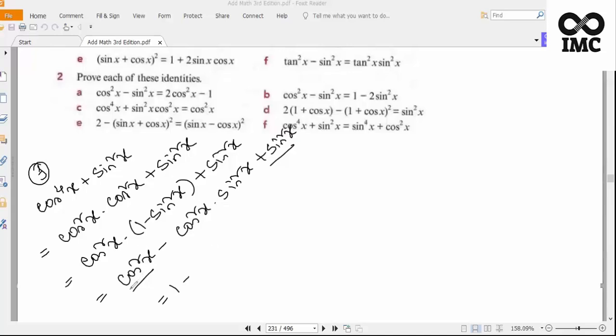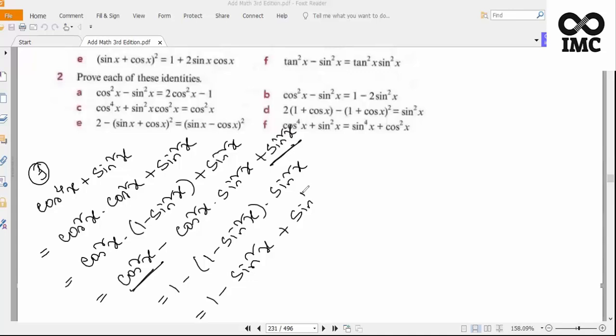Look, here cos²x + sin²x equals 1, so cos²x can be written as (1 − sin²x) into sin²x. Okay. Now 1 multiplied by sin²x can be written as sin²x, minus, when you say, plus sin²x into sin²x, sin⁴x. So 1 − sin²x will be cos²x. So cos²x + sin⁴x will be our answer.